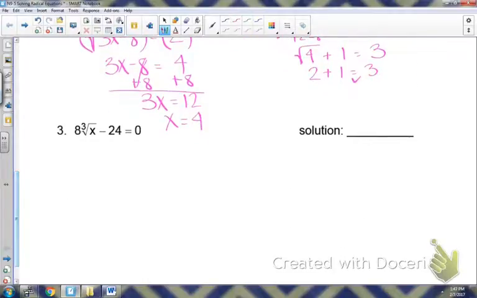All right, so looking at 3, circle your radical. The radical on this one is just the cube root of x. That 8 is a coefficient, so don't circle that. That means we need to get rid of the 24 and the 8. First, you have to get rid of the 24.